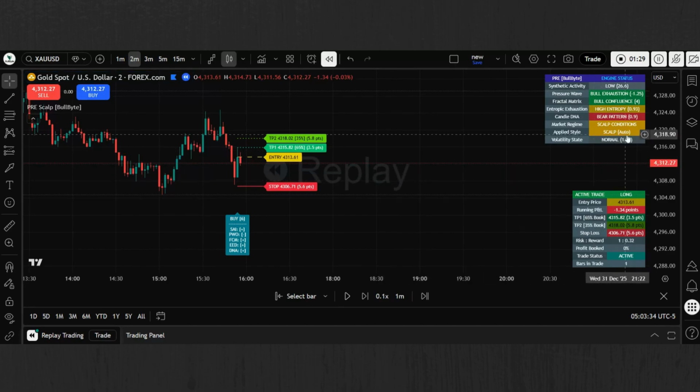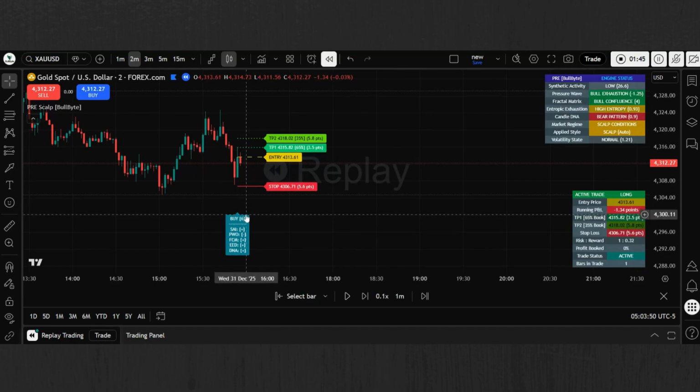Look at the applied style row. It says Scalp Auto. This confirms the system has automatically selected the scalp trading style based on current conditions. Now look at the signal label itself. It says buy with a score of 6 in brackets.